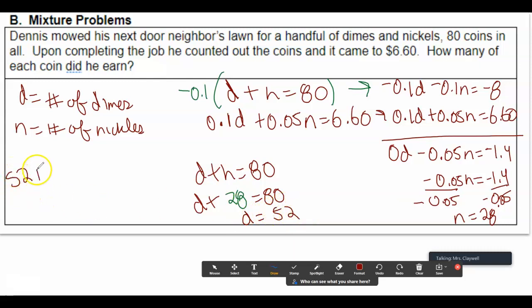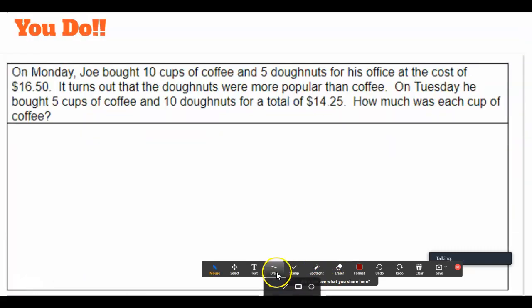So he got 52 dimes and 28 nickels, and he was underpaid. I recommend you guys do this one on your own, so go ahead and pause your screen and do this one on your own.